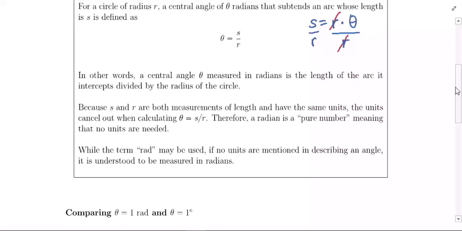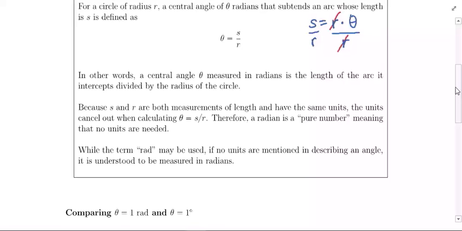We've talked about that statement already a few times. Just remember, it's just clearer now. Theta is the arc length, which is measured in units of length, divided by the radius, which is also measured in units of length. So the units cancel out and just leave you with a number.